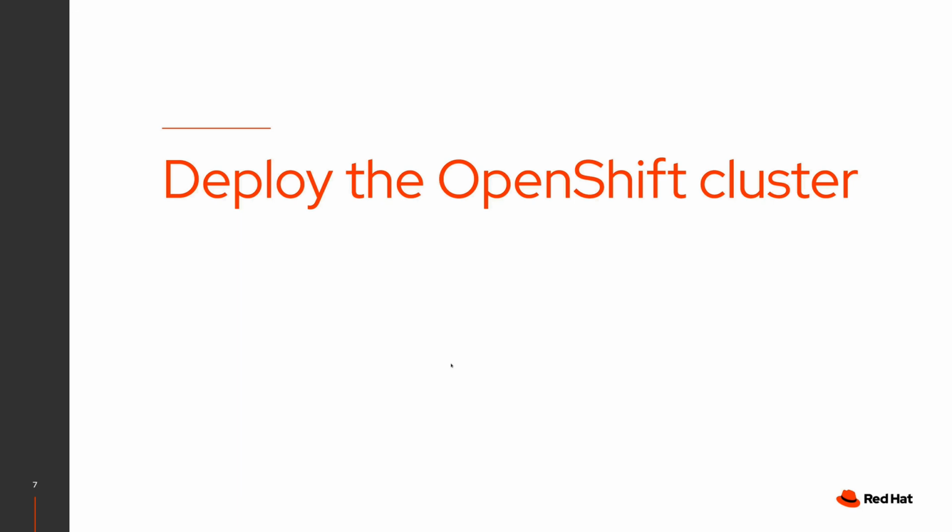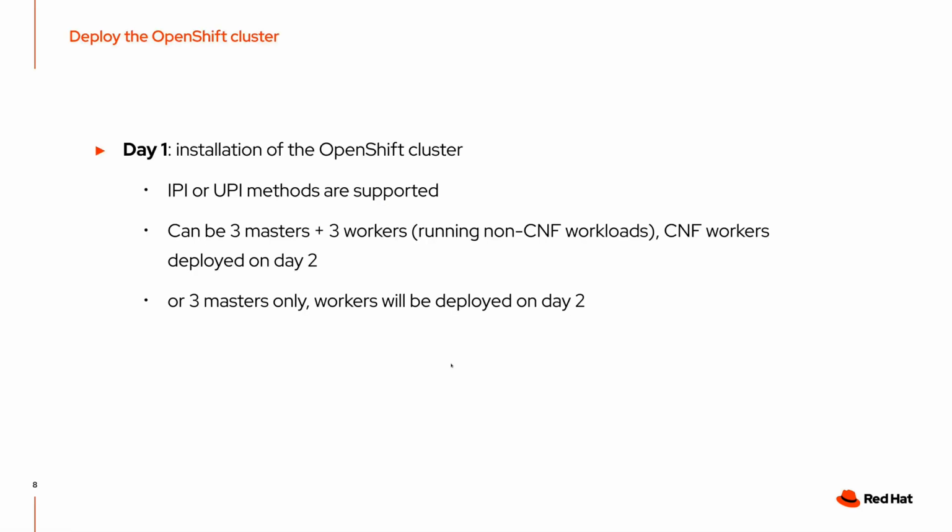This part of the demo will show how to prepare the OpenShift cluster, and the second part of the demo from Ziv will demonstrate how you can achieve zero packet loss with your workload. First of all, we need to install the OpenShift cluster, and keep in mind that we support both IPI and UPI. In this demo, we will use IPI.